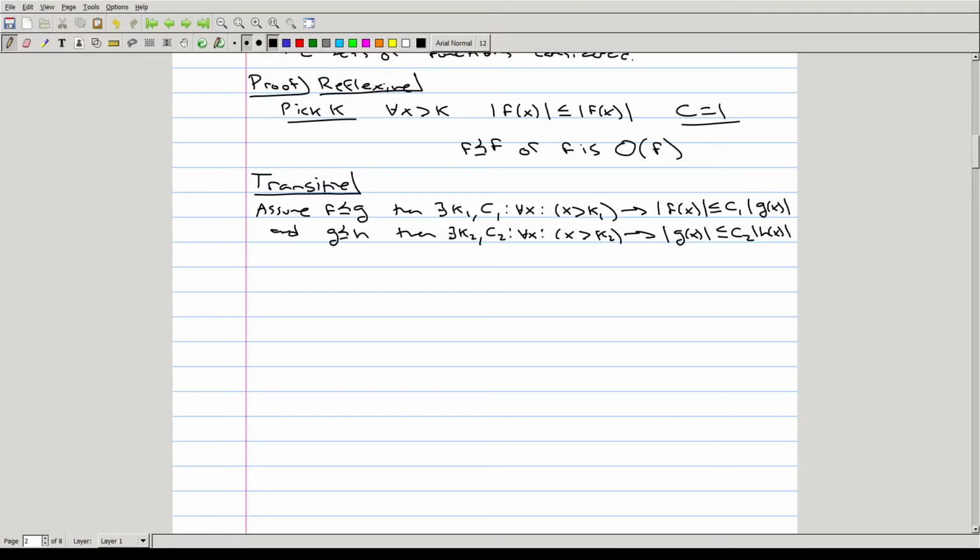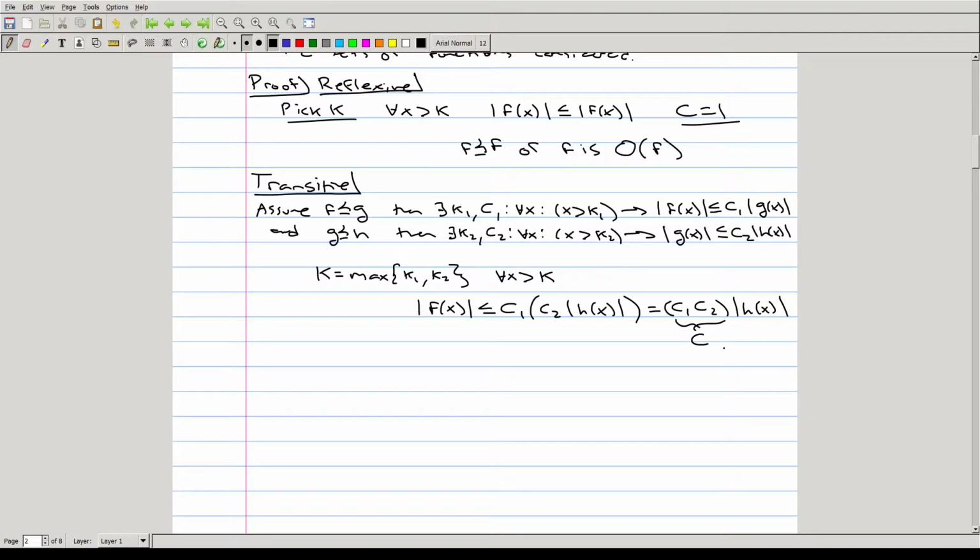And using these two assumptions, we see that if we set k equal to the maximum value of k1 and k2, then for all x greater than this k, both of these inequalities will hold, which means that the absolute value of f of x will be less than or equal to c1 times c2 times the absolute value of h of x, which gives us a constant c that satisfies the definition of domination for f of x with h of x.